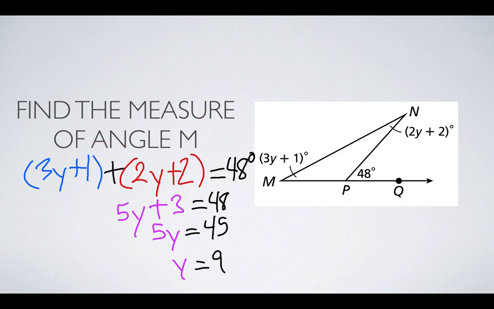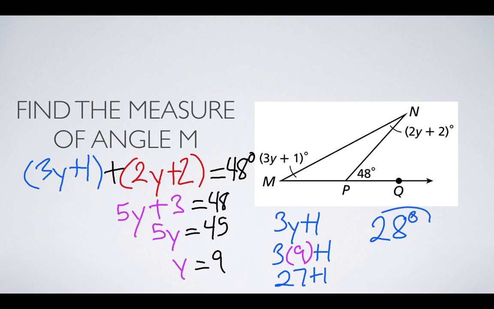So I don't need to plug this into both angles. I just need to plug it into 3y plus 1. However, if I'm not sure if my math is correct, I can of course plug it into both just to double check that they will add up to 48 degrees. So what I do is I take the original equation, which in this case was 3y plus 1, but it becomes 3 times 9 plus 1, or 27 plus 1, which is 28 degrees. And that would be our answer in this case.